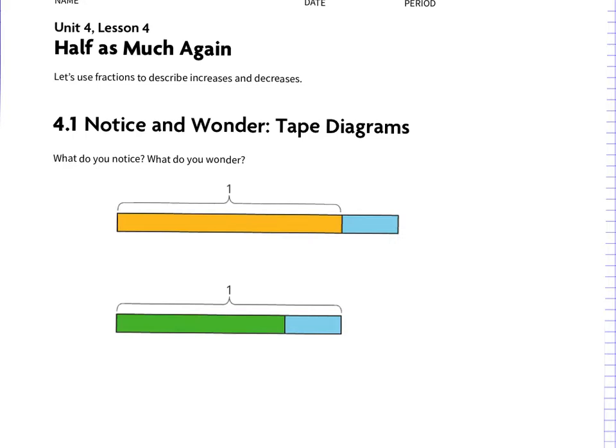All right, we're going to look today at lesson 4.1. Lesson 4.1 is called "Half as Much Again," and it talks a lot about these things called tape diagrams. In your book, I believe we're starting on page 31. It asks, what do you notice? What do you wonder about these things?